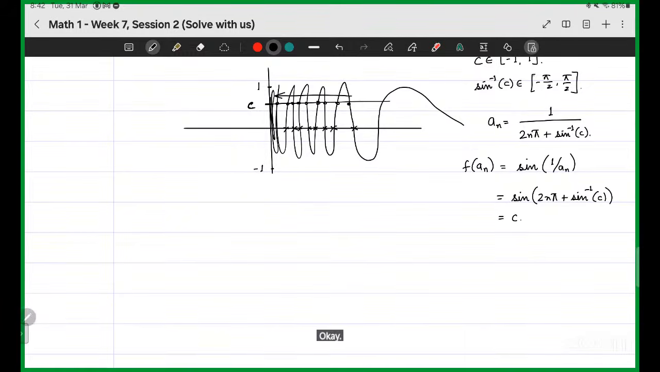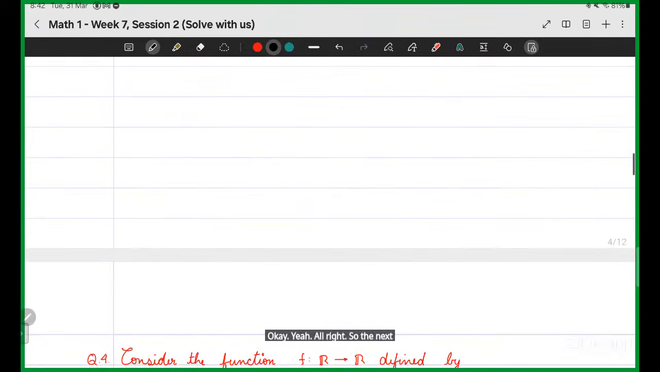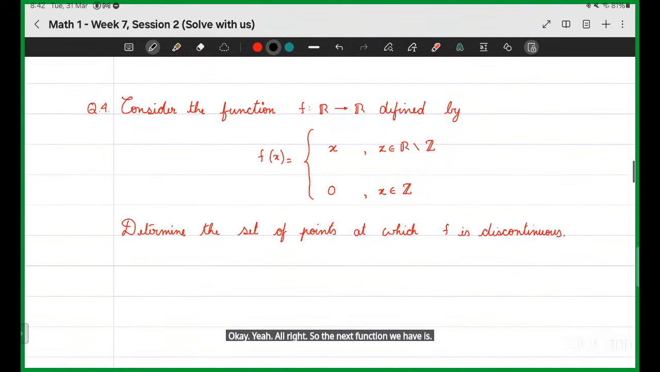All right. So the next function we have is defined as f of x is equal to x for non-integer values and f of x is equal to 0 at integer values. So at what points is this function discontinuous? Try to draw the graph. It will give you a good picture.